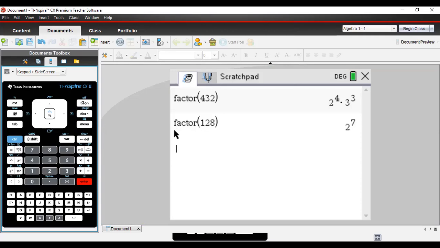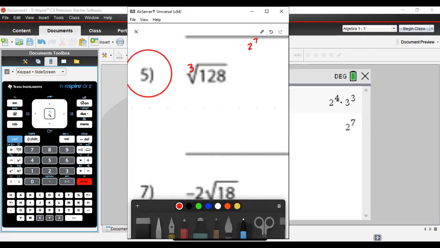Let me go back to the iPad. Now, 2 to the 7th just means I have 1, 2, 3, 4, 5, 6, 7. I'm multiplying 7 2s by each other.